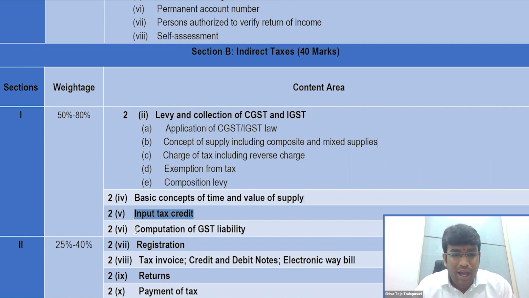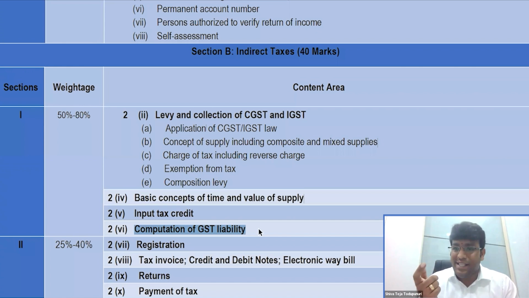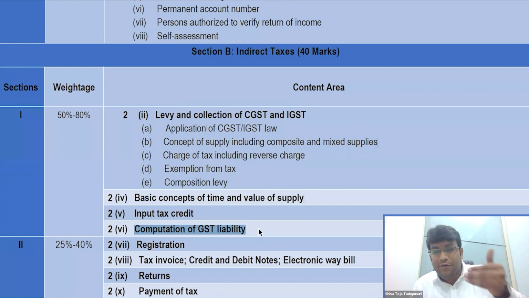Then, moving forward, computation of GST liability. In this, the only thing you are required to know is how we adjust your input tax credit, where you know very clearly that input IGST is to be first utilized for output IGST, then for CGST or SGST in any order, any manner. Then input CGST first for output CGST, then for output IGST. Input SGST first for output SGST, then for output IGST.